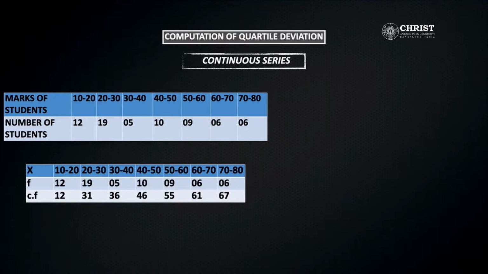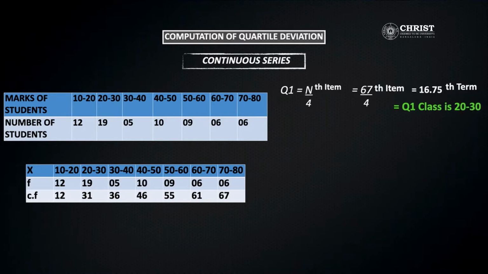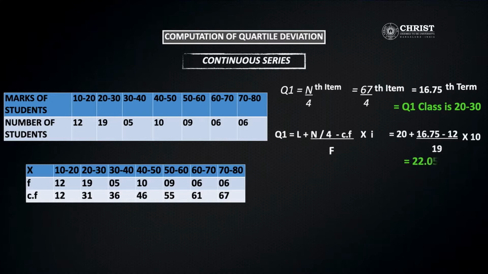When we see the solution, Q1 is equal to the n by 4th term. So Q1 class is 67 by 4, that is the 16.75th term. That you have to see in the cumulative frequency value. So you will get Q1 class as 20 to 30. Now you have to use the equation for calculating Q1, that is L plus n by 4 minus cumulative frequency divided by f into i. Substituting the values, we will get 20 plus 16.75 minus 12 divided by 19 into 10, that is equal to 22.5 marks.